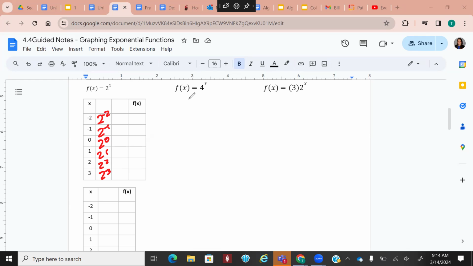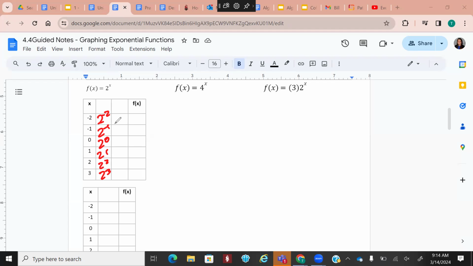Not -4. 2 raised to the -2 power. Type it in your yellow calculator. Okay, so 2 raised to the -2. Oh yes, go grab the yellow calculators. 2 raised to the -2, what'd you get?